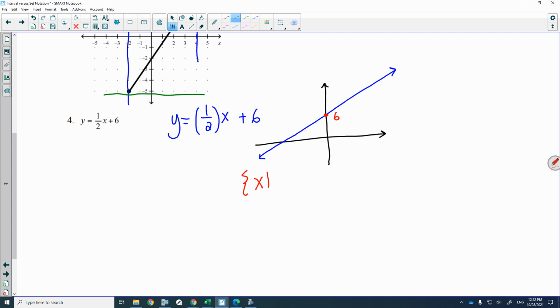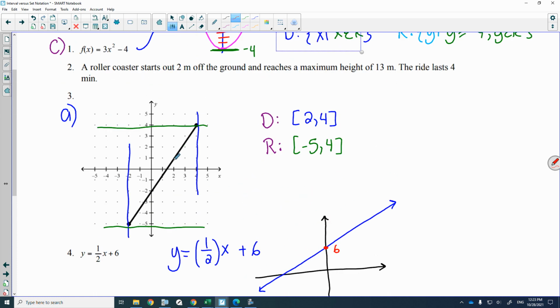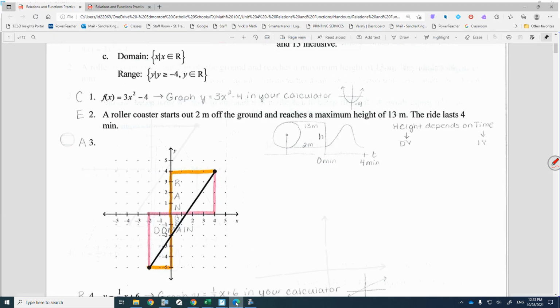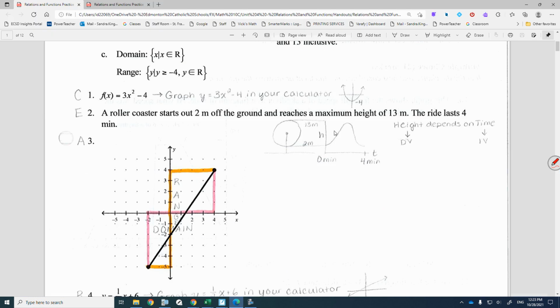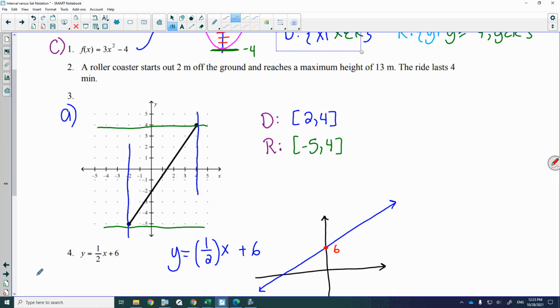Domain and range, they'd both be x belongs to the reals and y belongs to the reals. You're going to try to figure out this roller coaster one. Like you're going to see if you could sort of do a sketch for that. But then when you're done, look at my picture, okay? And see if it sort of makes sense. That's how I want you to do that question. Okay, so we reviewed that.